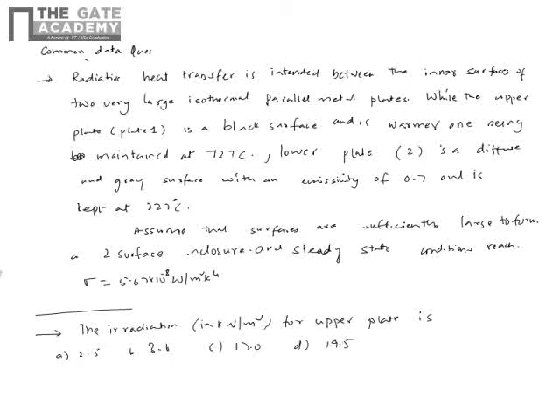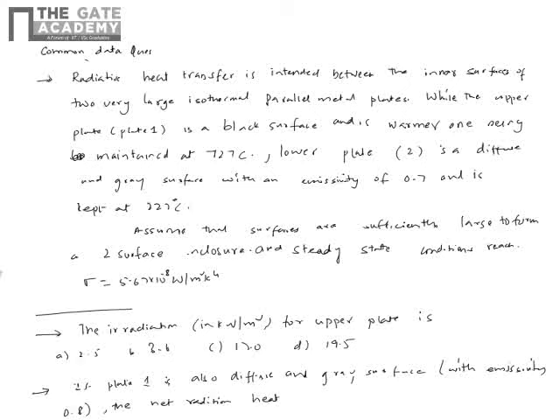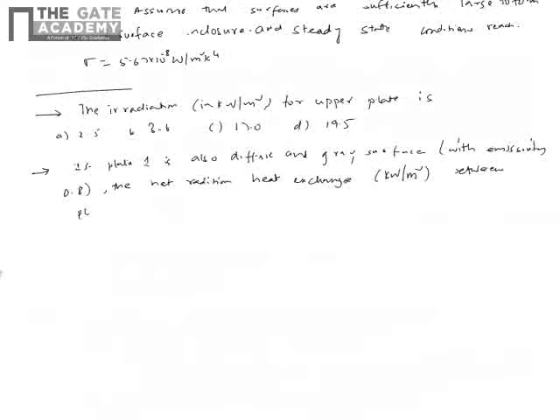Because it's a common data question, in the second question he says if plate 1 is also a diffuse and gray surface with emissivity 0.8, the net radiation heat exchange in kilowatt per meter square between plate 1 and plate 2 is: A 17.0, B 19.5, C 23.0, D 31.7.